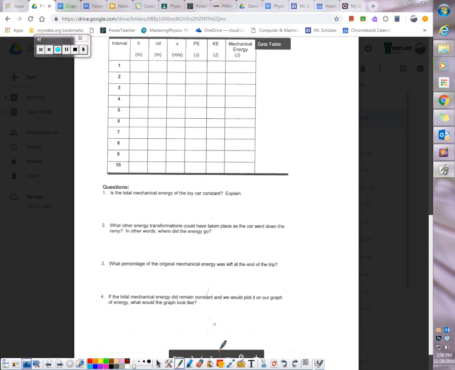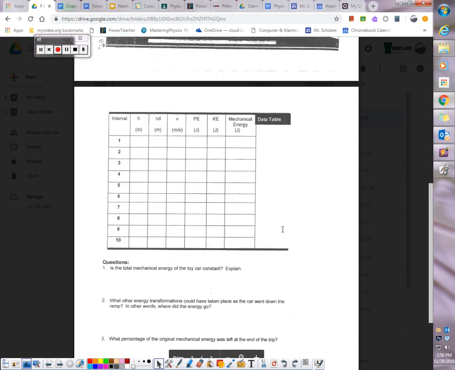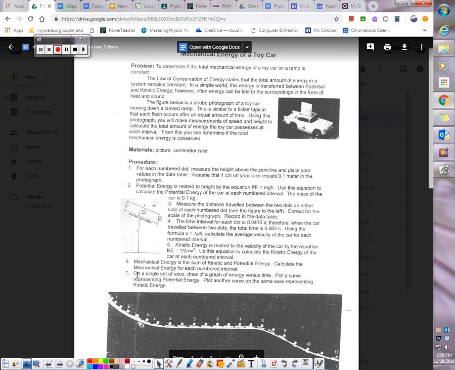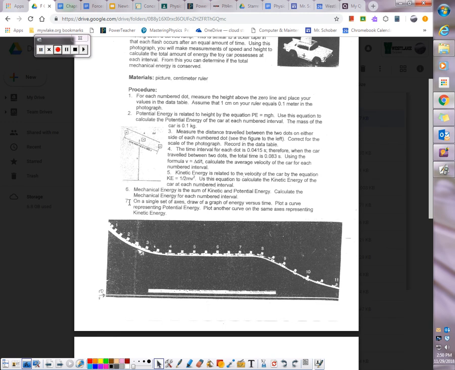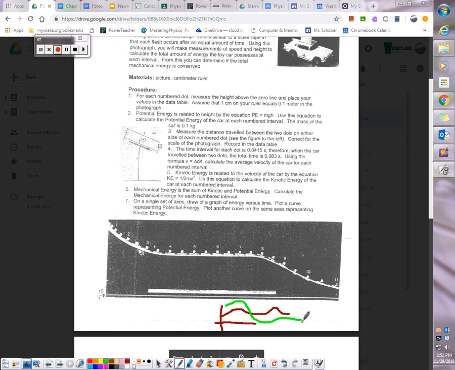It does mention on the front that it wants you to make a graph, under instruction number 7 here. On a single set of axes, draw a graph of energy versus time. Plot a curve representing potential energy, and another curve representing kinetic energy. You don't necessarily need to do that, but it's worthwhile understanding what that graph would look like. Again, just a simple XY graph where you have one line for one type of energy, and another line for the other type of energy. You can do that if you want to help you answer the questions, but it's not required for what I need out of this. But again, it might be worthwhile to understand what it may look like.